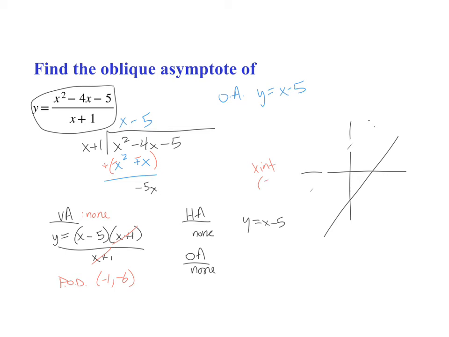So when x is 5, we would have got y of 0, so that would have been that location. Our y-intercept would have been the other way around. When x is 0, we would have got -5. And we figured out our hole was at -1, -6, so that would have been a bullet hole right there. And that's it. That's our graph.